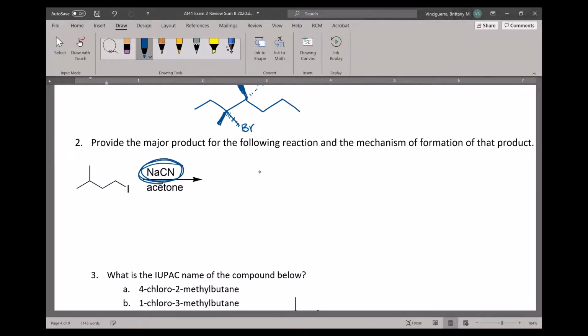What do we know about sodium cyanide? Remember, this is sodium plus and cyanide minus. Cyanide is a good nucleophile. Is it a good base? Not really. Right, it's not a good base. So it's not going to do E2. It's only going to do SN2. Also, remember when you're looking at your nucleophile, please cross out the counter ion. You do not need it.